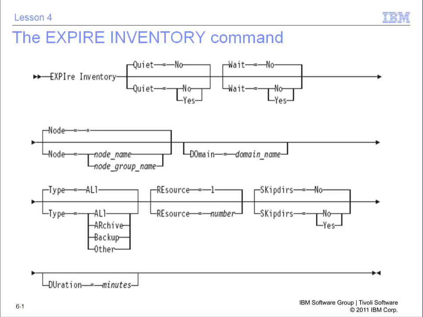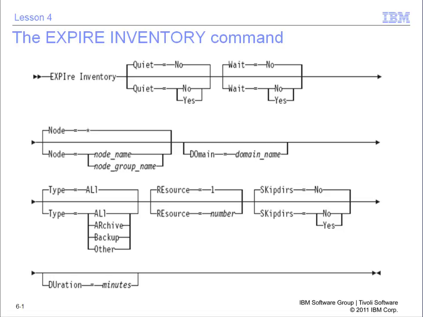Here's the command syntax. The required components for this command are expire inventory. The rest of the parameters are optional. Now above the line, this is the default. So by default, when you run the expire inventory command, it will be verbose. You will not wait for the process to complete in the foreground. It is by node. It is all types of data. You're going to be using one resource. You're not going to skip directories, and the duration is not specified.